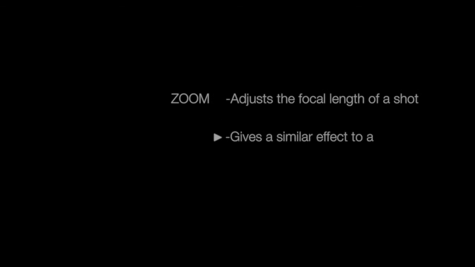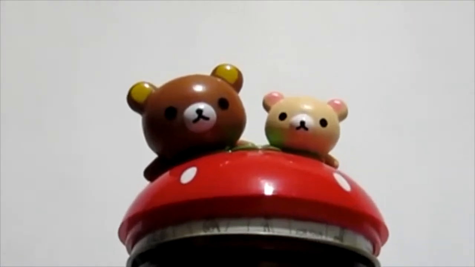A zoom gives a similar effect to a track in or out, except it involves changing the focal length of the camera rather than moving nearer or farther from the object. This is an example of a zoom in and zoom out.